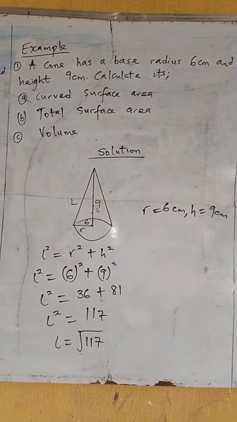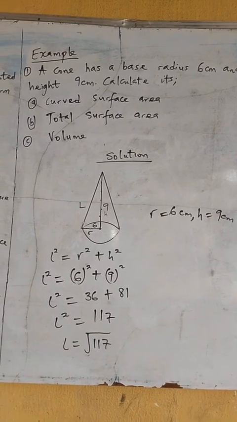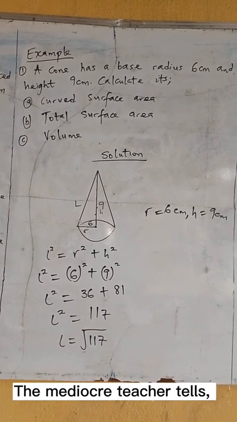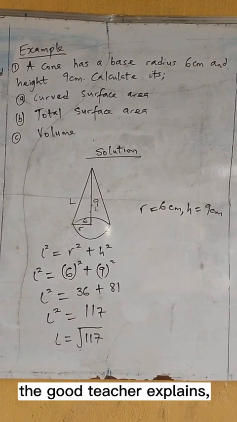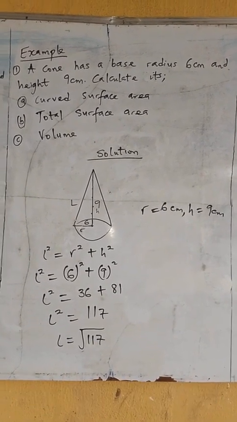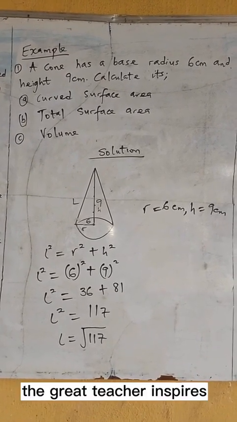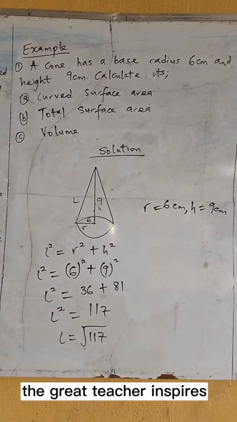By the time we press the calculator to find the exact value of the square root of 117, the result will be 10.82.